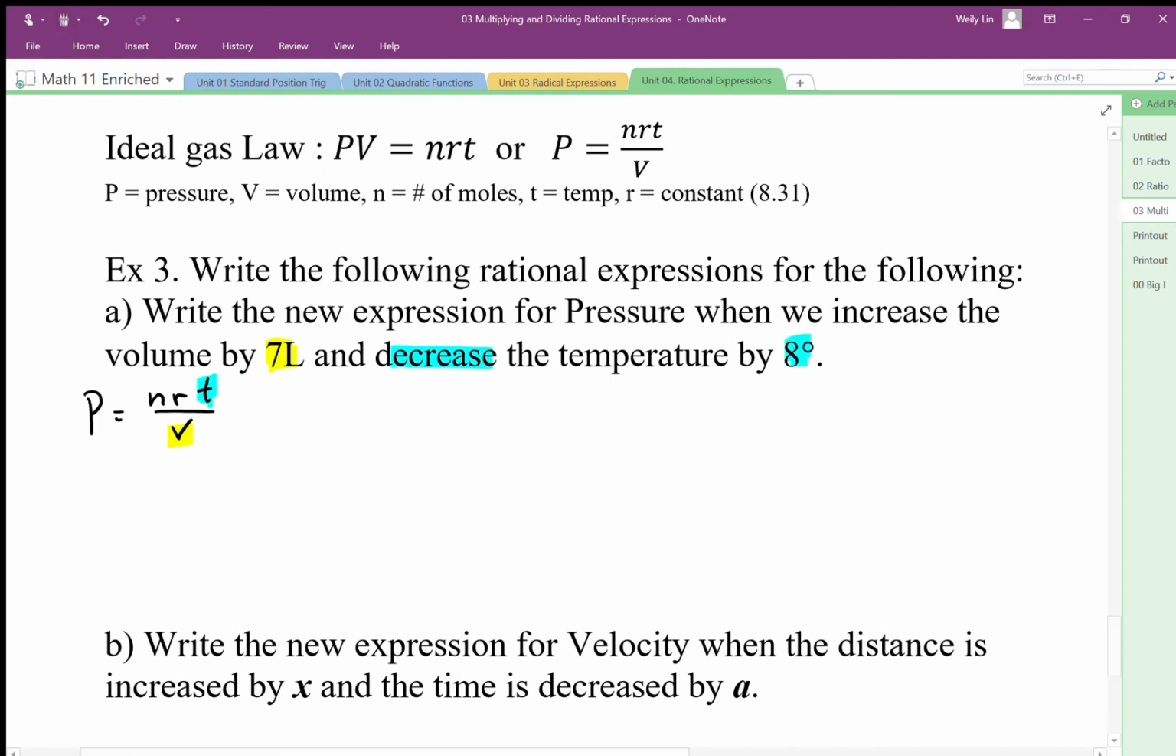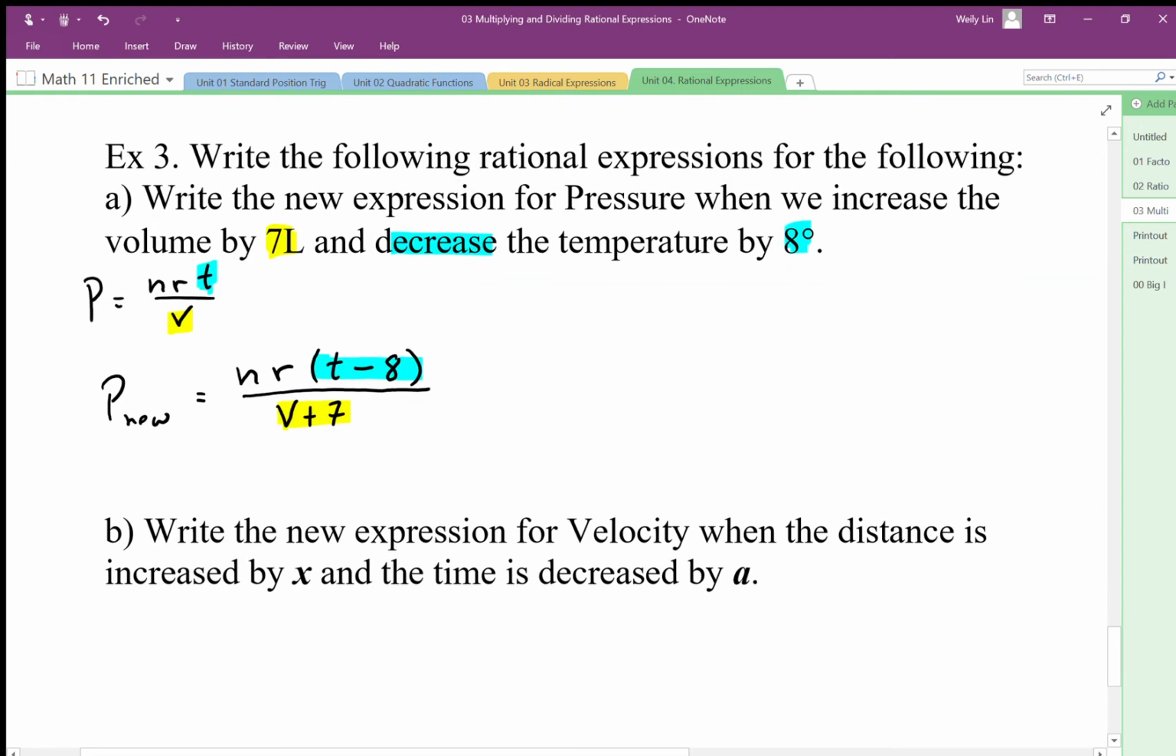Then we just rewrite that expression. This is my new P. It's going to be the same number of molecules times the same constant, and the temperature is going to be the original temperature minus 8 degrees. The volume then becomes the original volume plus 7 liters. So there's my new rational expression. Just to highlight that, there's my new volume and here's my new temperature. So this is my new expression.